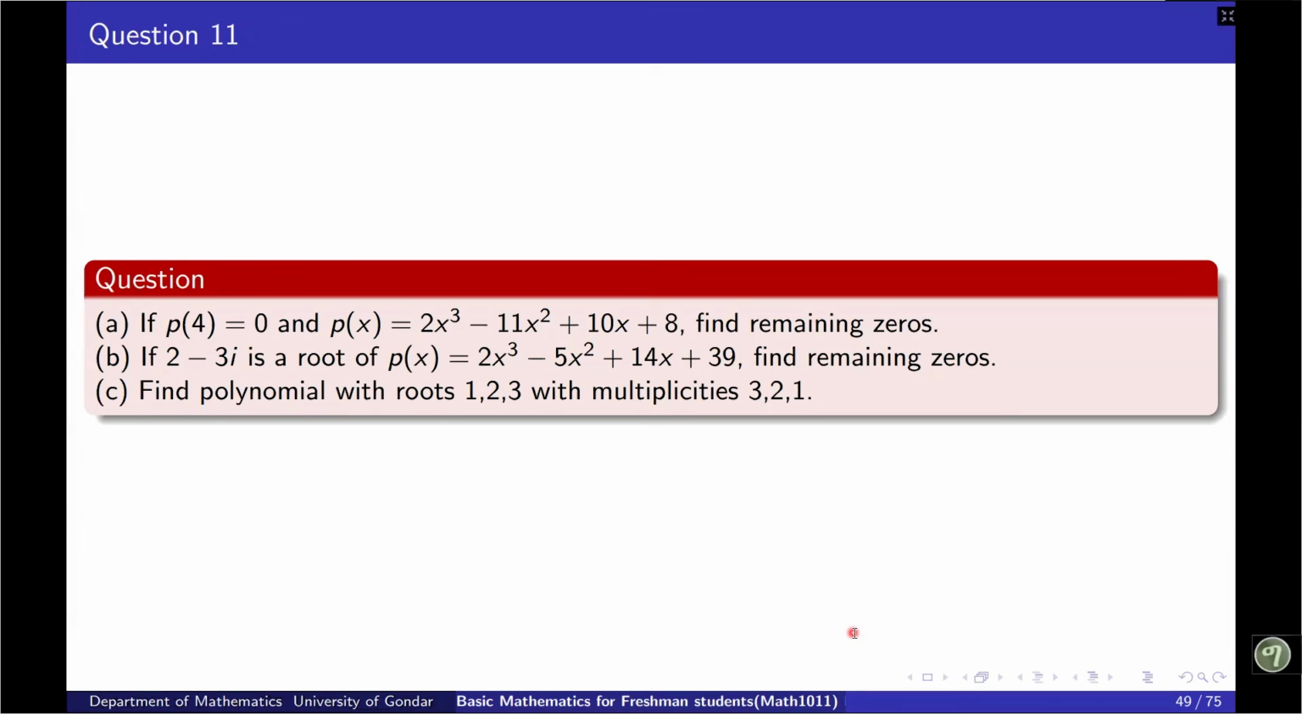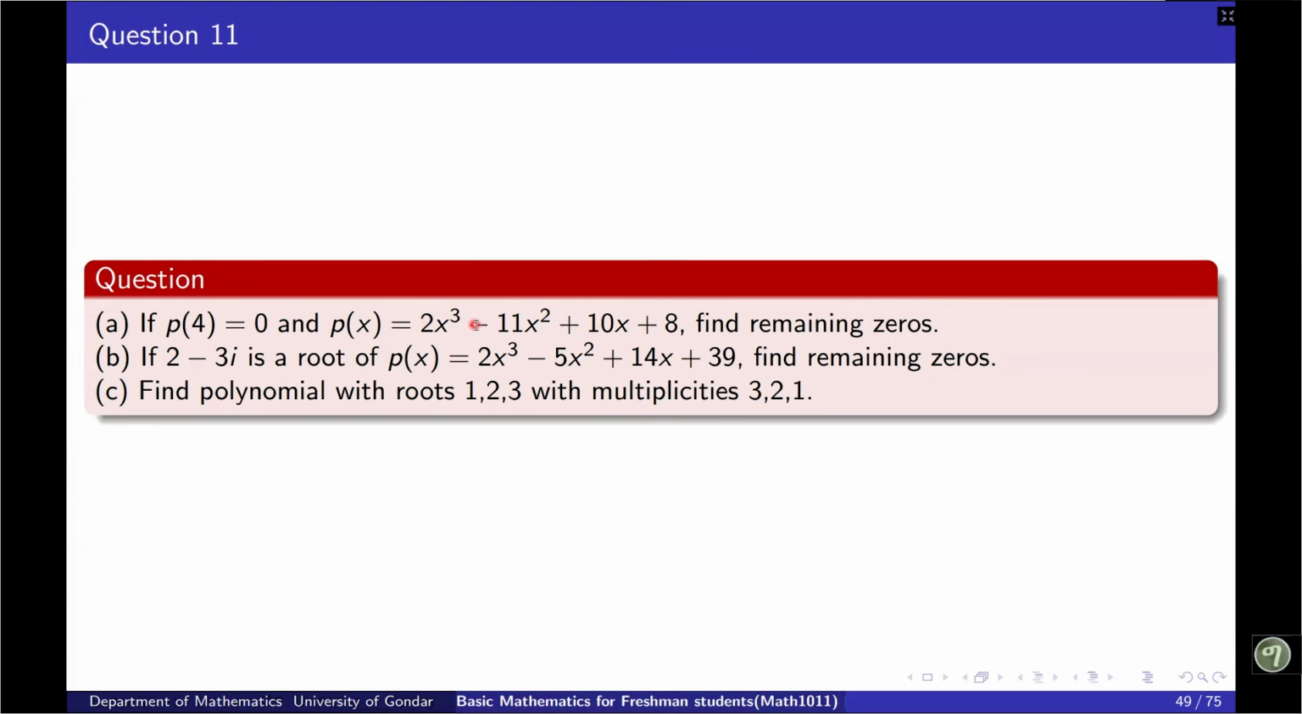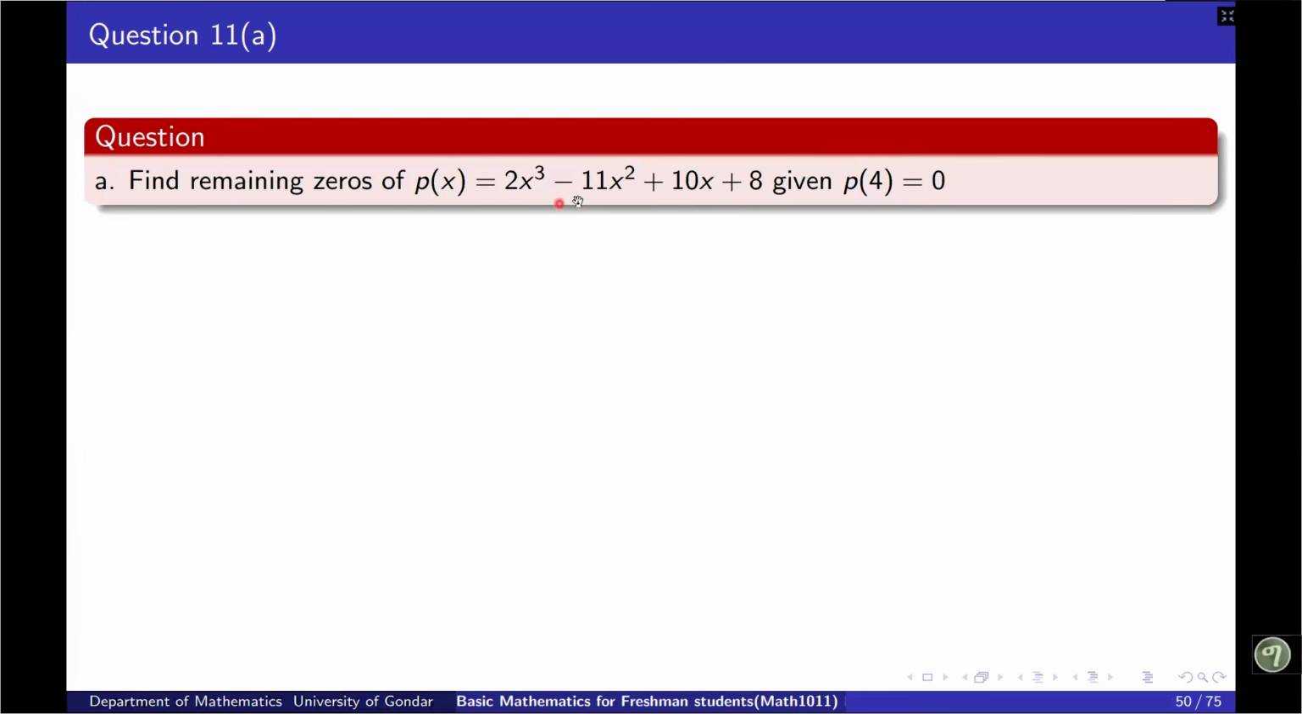Question number 11. If p of 4 is equal to 0 and p of x is given to be this cubic polynomial function, we are asked to find the remaining zeros. We know that this is of degree 3, so the polynomial function will have 3 roots, either distinct or with some multiplicities. What we are given is that one of the roots is 4, because p of 4 is equal to 0. Using the factor theorem, x minus 4 is one of the linear factors of this polynomial function.